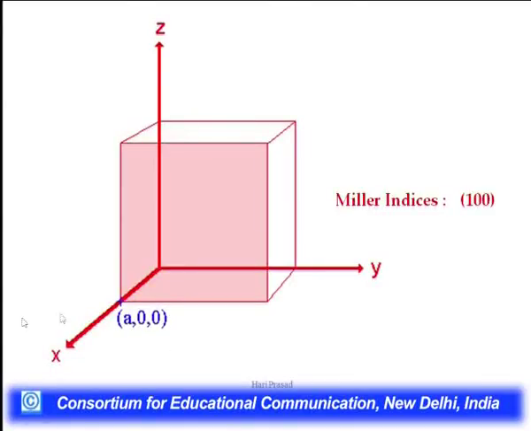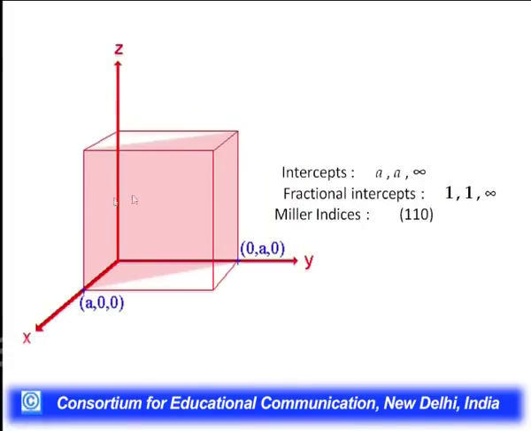Now consider this plane. Here we see that the shaded portion cuts the axes at intercepts a, infinity, infinity. Then if we calculate the Miller indices of this, we will have 1, 0, 0. Similarly, we consider another plane.